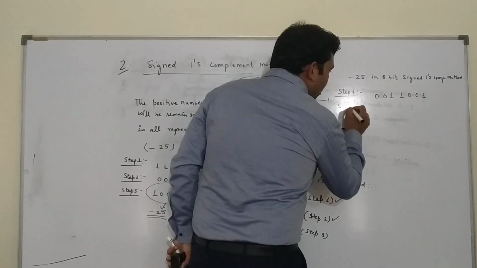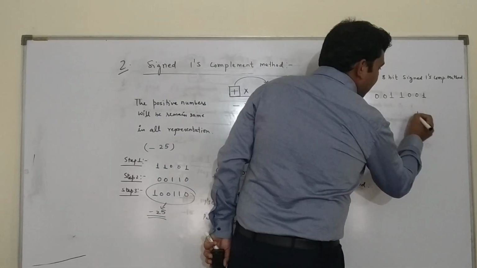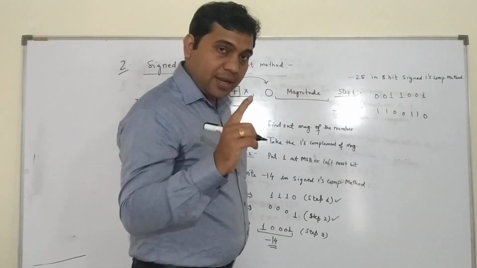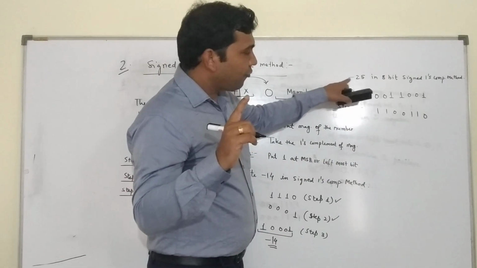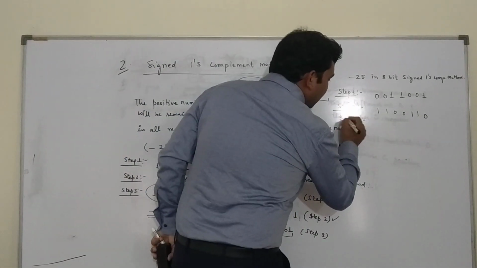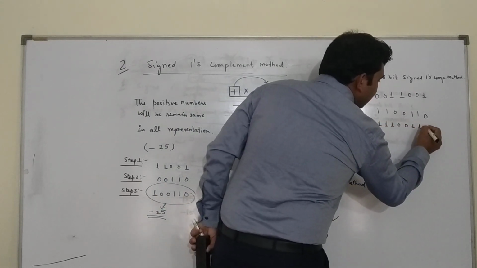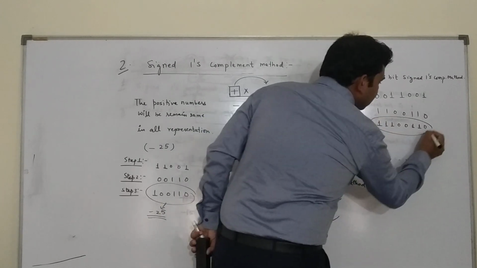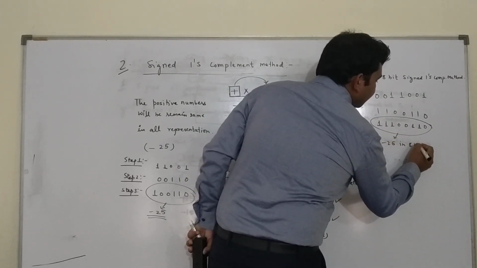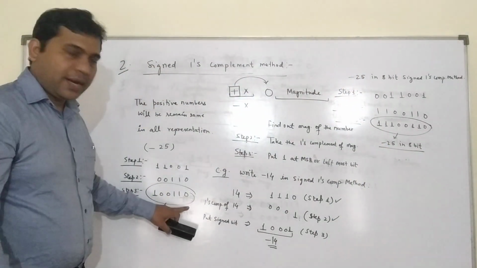Step number 2, take the ones complement of this number. This is 0, 1, 1, 0, 0, 1, 1. Step number 3, put 1 for minus numbers. So we get 1, 1, 1, 0, 0, 1, 1, 0. So this number is minus 25 in 8 bit.